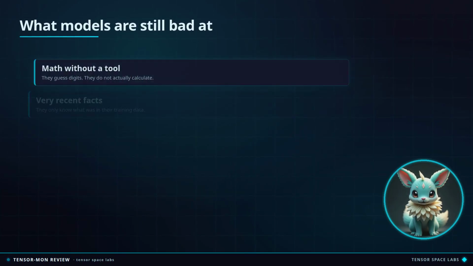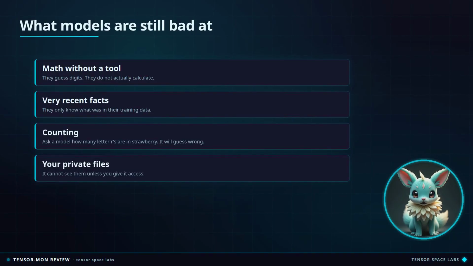They are still bad at stuff. Math, unless you give them a calculator tool. Very recent facts after their training cutoff. Counting letters in a word. Anything private you did not show them. Knowing these limits is half of using them well.